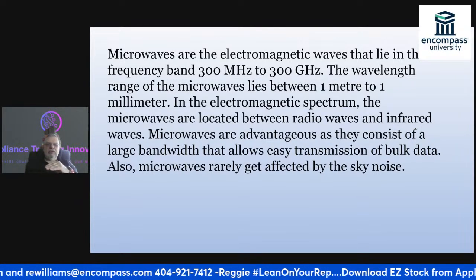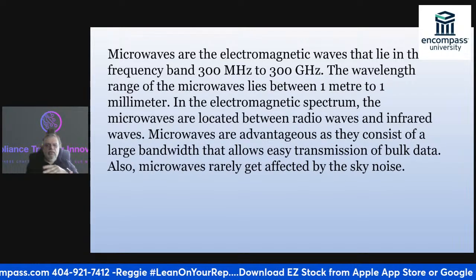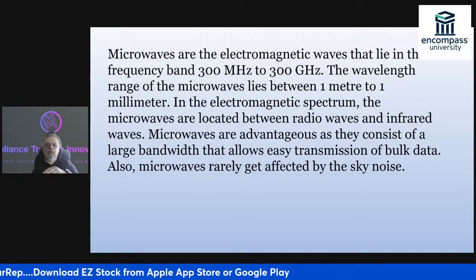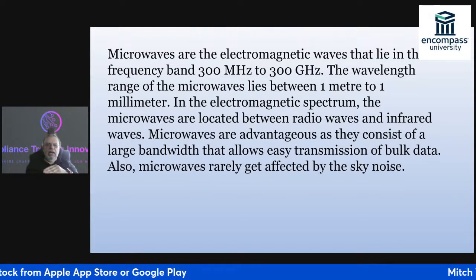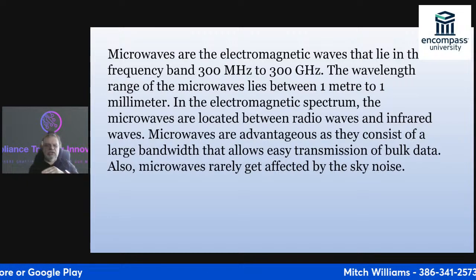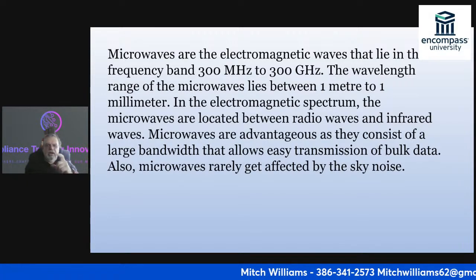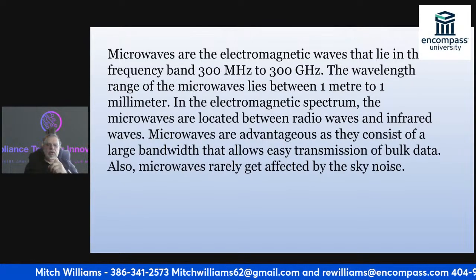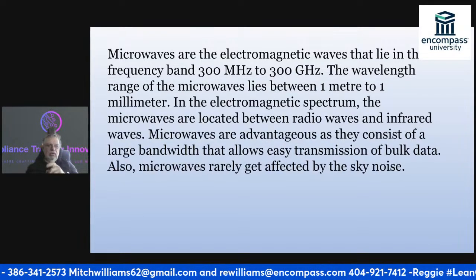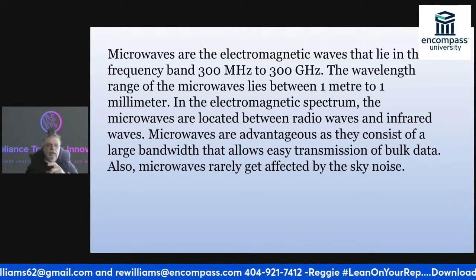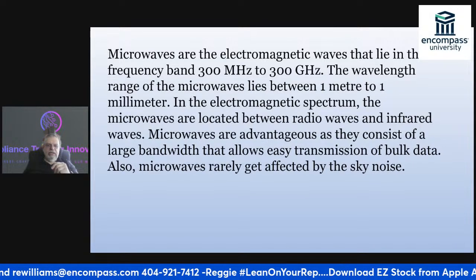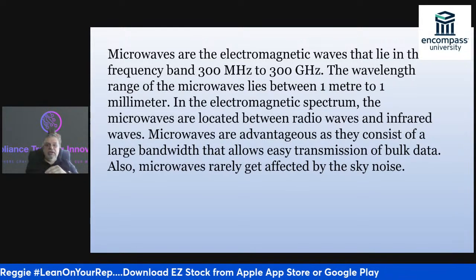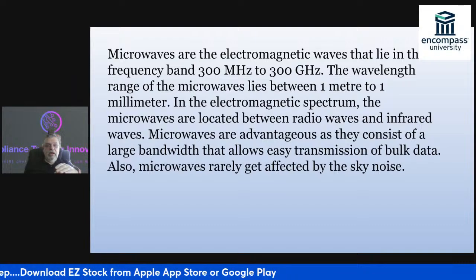In the electromagnetic spectrum, the microwaves are located between radio waves and infrared waves. Microwaves are advantageous as they have a large bandwidth that allows for easy transmission of bulk data. Also, microwaves are rarely affected by sky noise. There are certain instances when that is not true, but that is very rare. Most of the time, they are not affected at all.